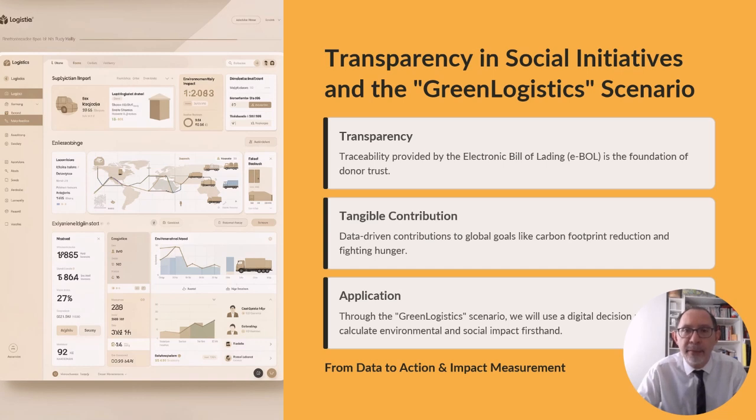The exercise we will perform in our green logistics scenario will allow you to personally experience the power of transforming data into action. We will not just approve food, we will also calculate how that decision changes the world. Scientific metrics tell us that every 1 kilogram of food recovered prevents an average of 2.5 kilograms of carbon dioxide emission from entering the atmosphere. At the same time, this 1 kilogram of food yields approximately 2 full meals. These figures are not just statistics, they are our tangible success.